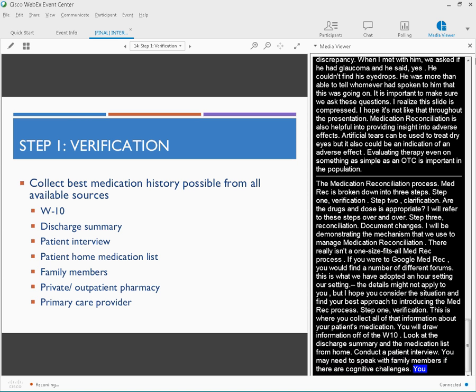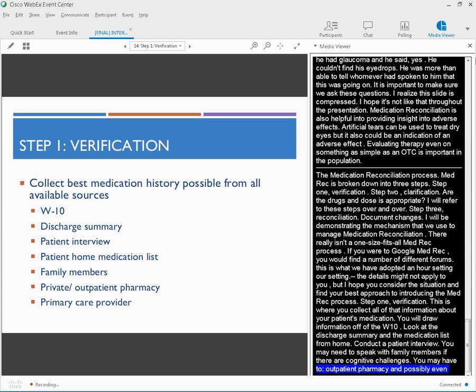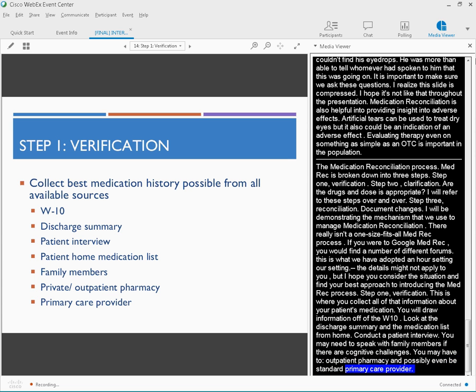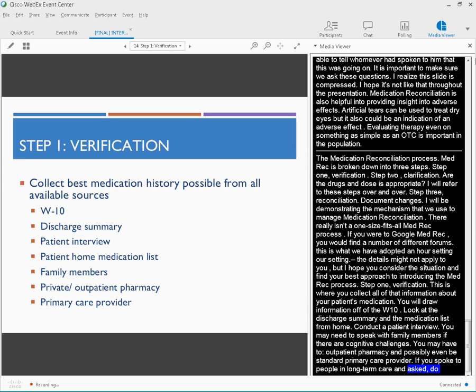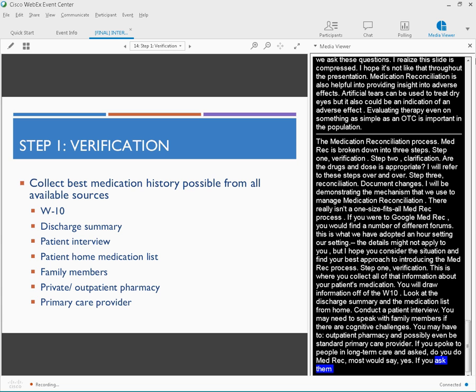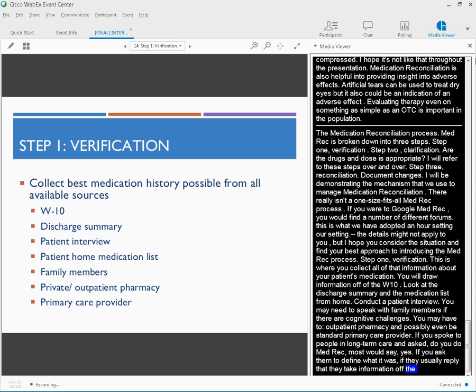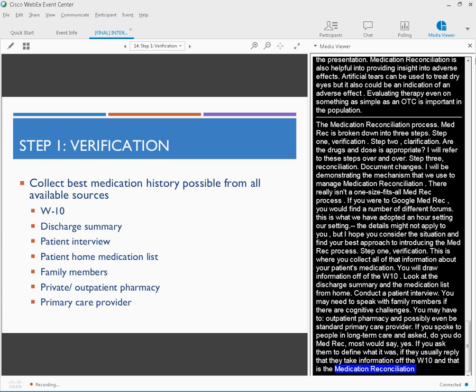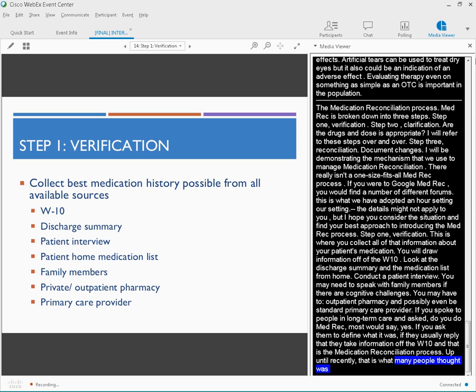Now, if you were to talk to many people in long-term care and ask, do you do MedRec? Most people would say, yes, we do MedRec. And then if you ask them to define what MedRec was, they would usually reply, well, we take the information off the W-10 and the discharge summary, and we transfer it to the physician's order sheet or the MAR, and that's our medication reconciliation process. So, at least up until recently, that's what many people in long-term care thought was medication reconciliation. But all these other bullets I mentioned here are crucial to the full MedRec process.